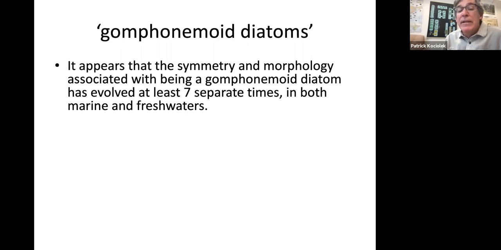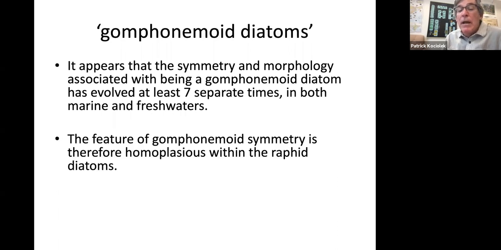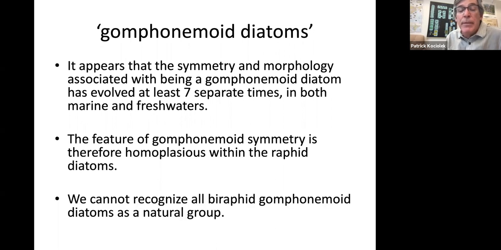So if that's the case, we would not use gomphonemoid symmetry. We would indicate that characteristic is homoplasious within the raphid diatoms, and we would not recognize a group of those diatoms all together as distinct gomphonemoid diatoms. They have arrived at that characteristic independently.